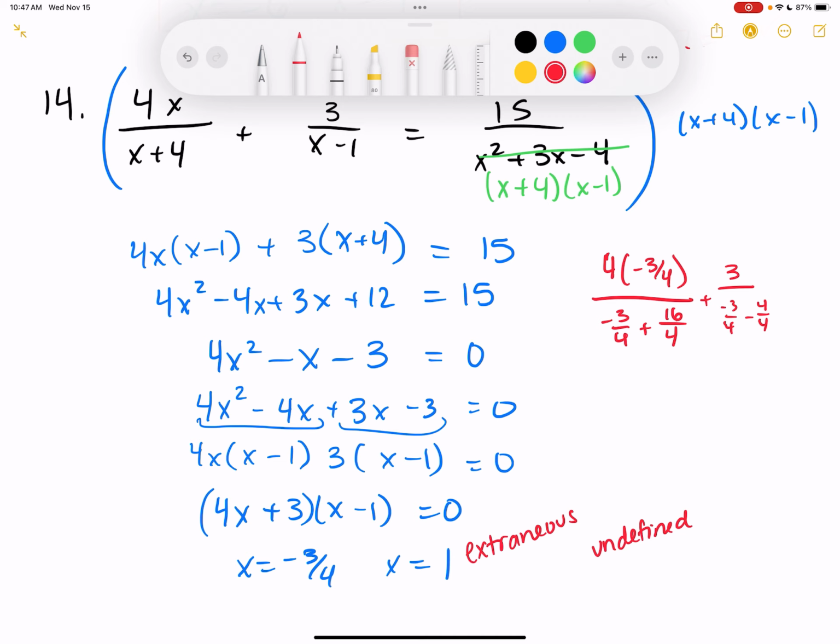I'm going to work this part out, and then I'll do the other part because I don't have room on the side. If you have room, you can set it equal to that. 4's cancel on the top, so I'm left with negative 3 over 13 over 4. Nope, not times. Plus 3 over negative 7 over 4.